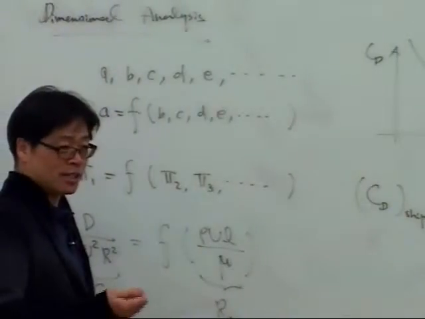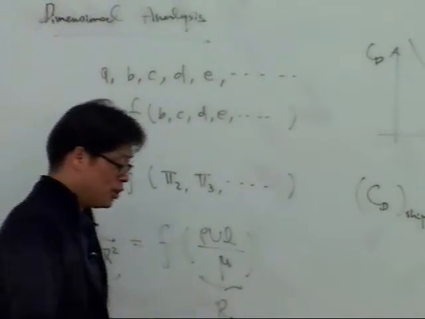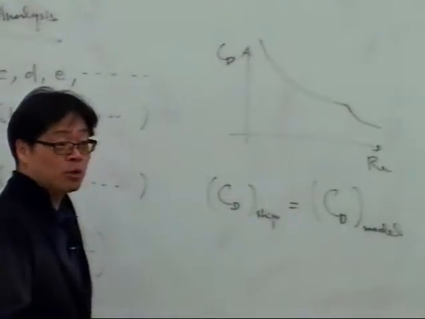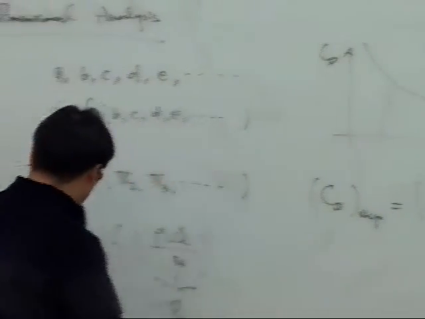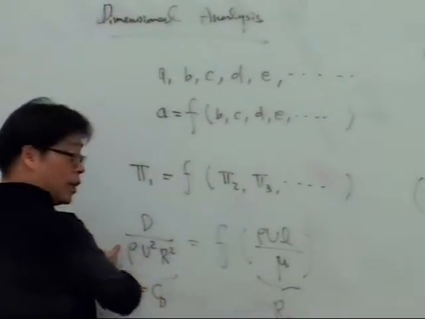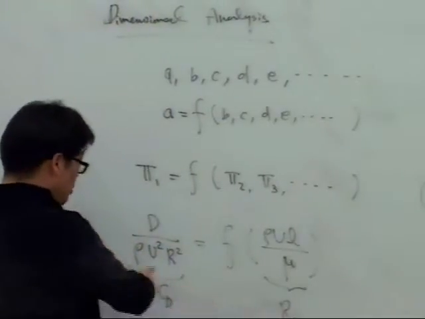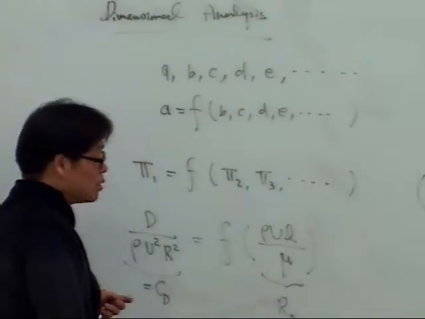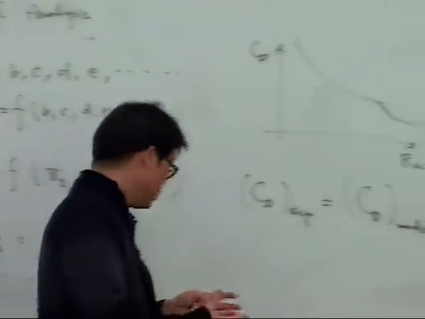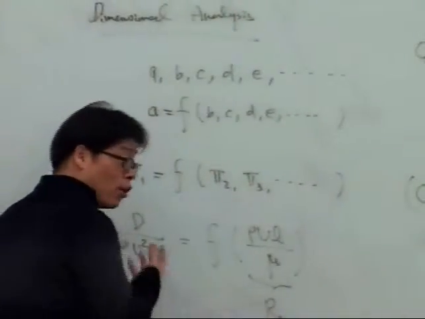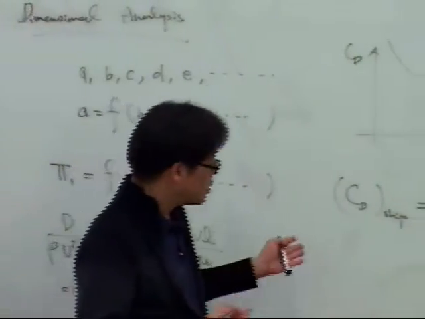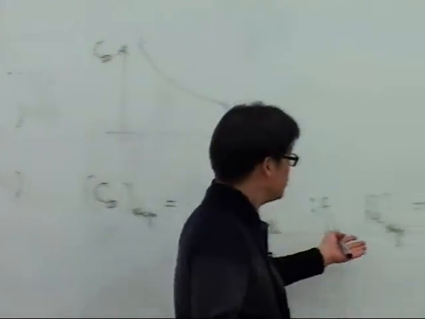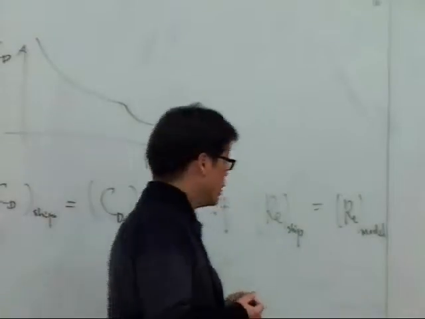I'm not saying drag is the same, because the real ship has a larger drag, but the drag coefficient, which is non-dimensionalized with respect to this, is the same. So the real ship has a larger dimension, and so its drag is bigger. But when you non-dimensionalize, the drag coefficients are the same as long as you match the Reynolds number.